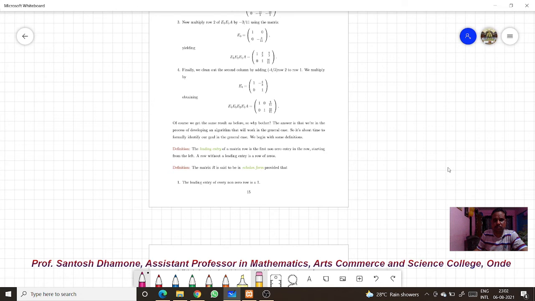Once a matrix has been brought to echelon form, it can be put into reduced echelon form by cleaning out the non-zero entries in any column containing a leading one. For example, this is an example.